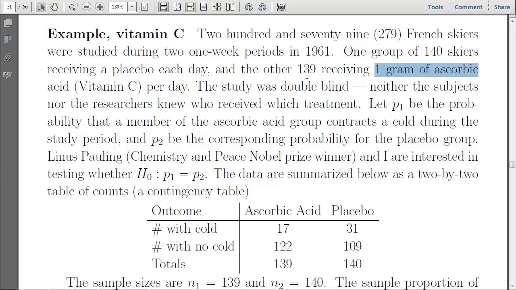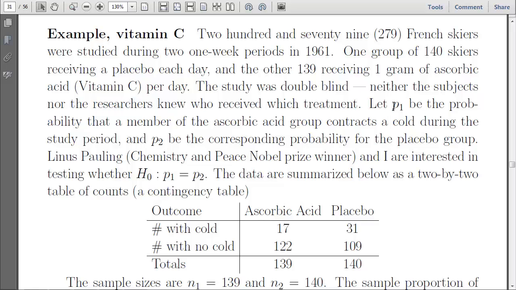And the study was double-blind, meaning that the subjects didn't know what treatment they got, and the researchers who were administering the placebo or the vitamin C didn't know what they were administering either. So that is double-blind. Single blind would be only when the subjects are blinded. Double blind is when the researcher also doesn't know what they're actually prescribing.